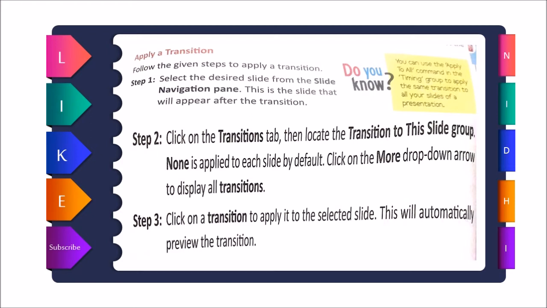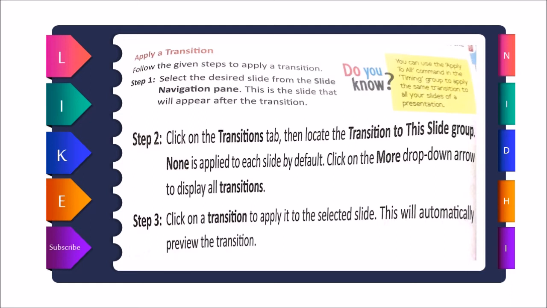Then click on the Transitions tab, then locate the Transition to This Slide group. None is applied to each slide by default. None means no slide effect is applied. And if you want to change the transition, then you click on the More drop-down arrow to display all transitions, and then choose your selected transition. This will automatically preview the transition and show you the effect of the transition.